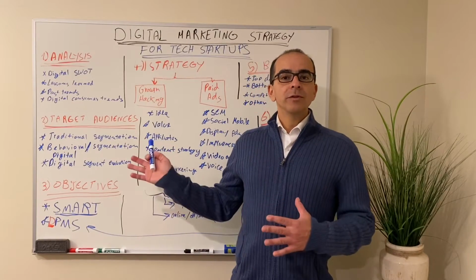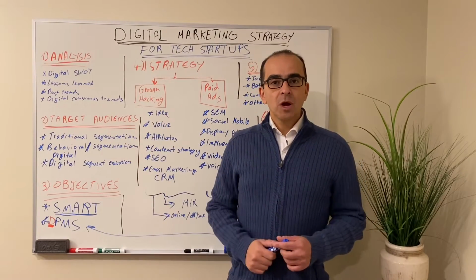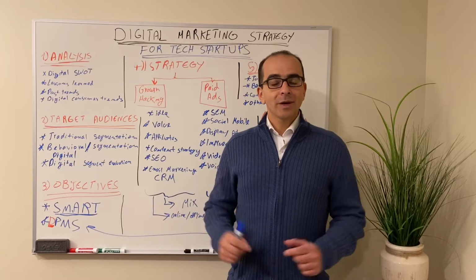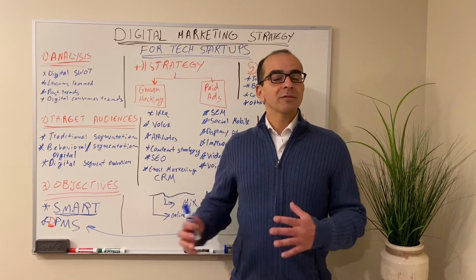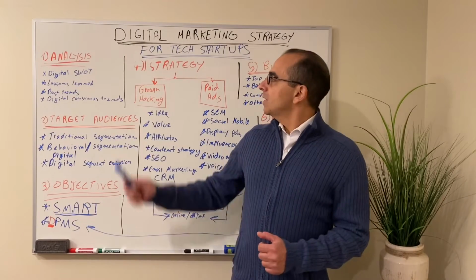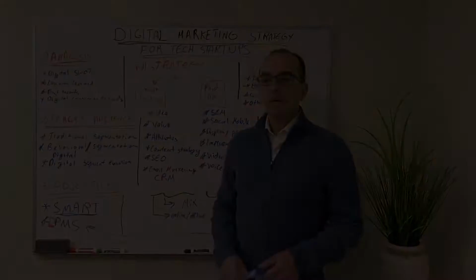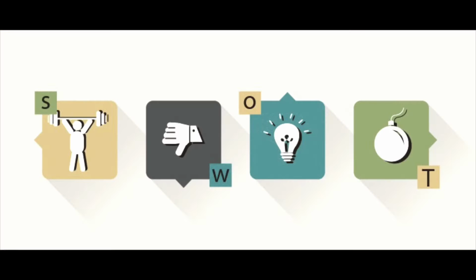Today I'm going to walk you through a simple 7-step process to develop your own digital marketing strategy for your new app, your enterprise software, your software as a service. So first you need to do the analysis part. This is really important because this makes you understand where you are standing right now.